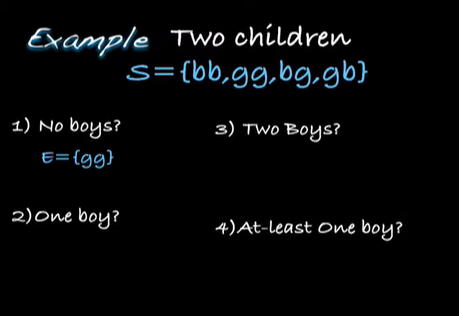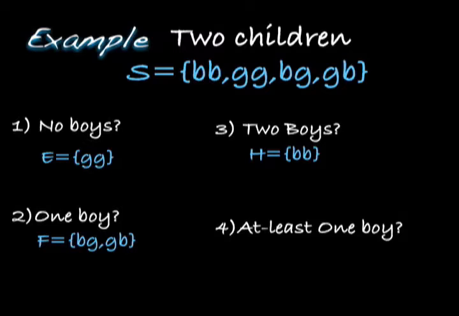Remember, there are 4 possible outcomes associated with having two children. For the first question, the event of having no boys, there's one outcome associated with having no boys, the GG. The event of having one boy, there were 2 outcomes, the BG and the GB. Having 2 boys, there was one outcome, the BB.